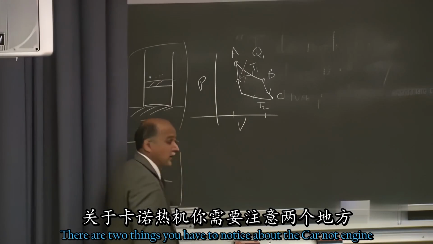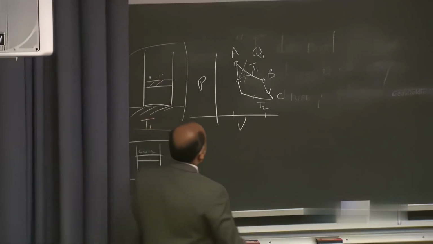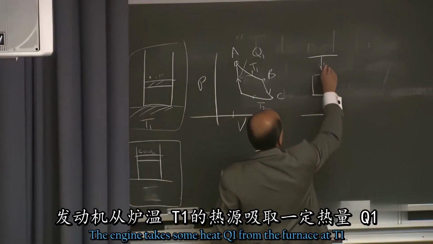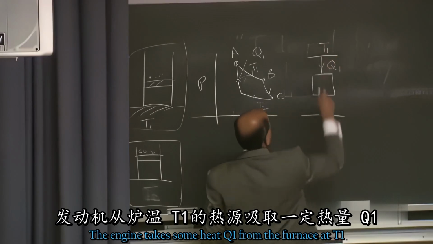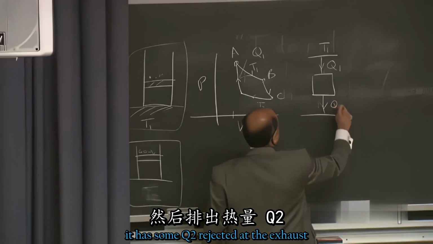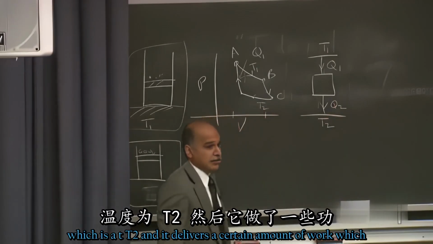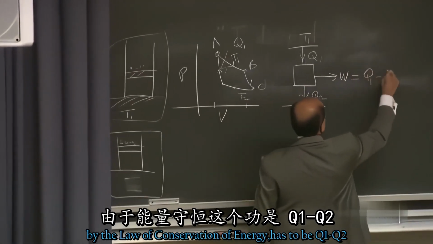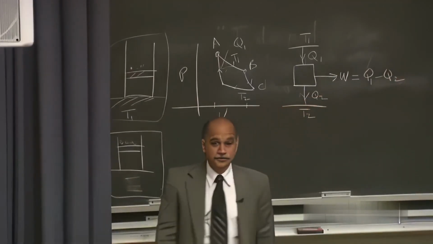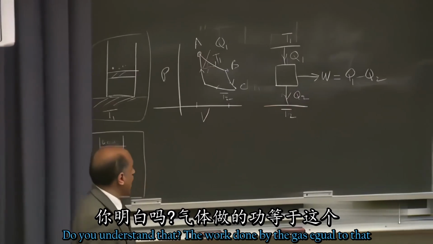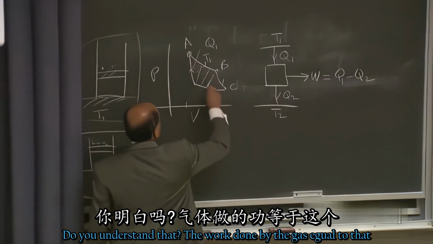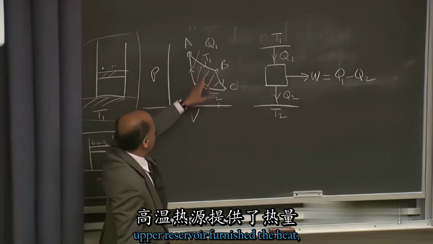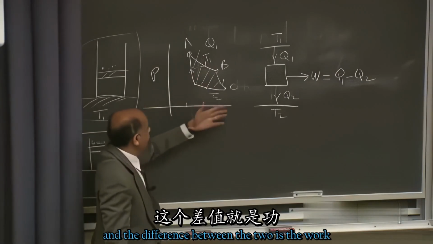There are two things you have to notice about the Carnot engine. In fact, let me draw a schematic of the Carnot engine. This is the standard way people draw that. The engine takes some heat Q1 from the furnace at T1. It has some Q2 rejected at the exhaust, which is at T2, and it delivers a certain amount of work, which by the law of conservation of energy had to be Q1 minus Q2. Do you understand that? The work done by the gas is equal to that. And who paid for it? It's the reservoir, the upper reservoir furnished the heat. Some heat was rejected downstairs, and the difference between the two is the work.